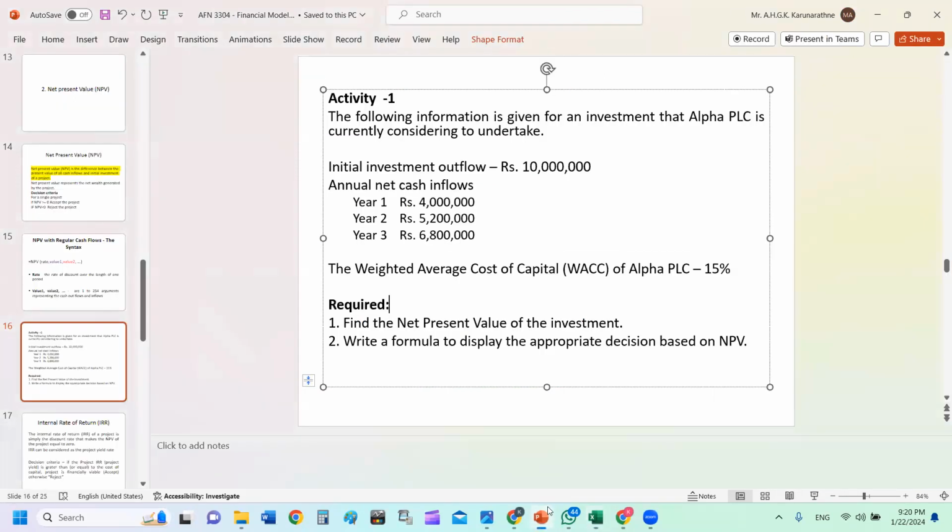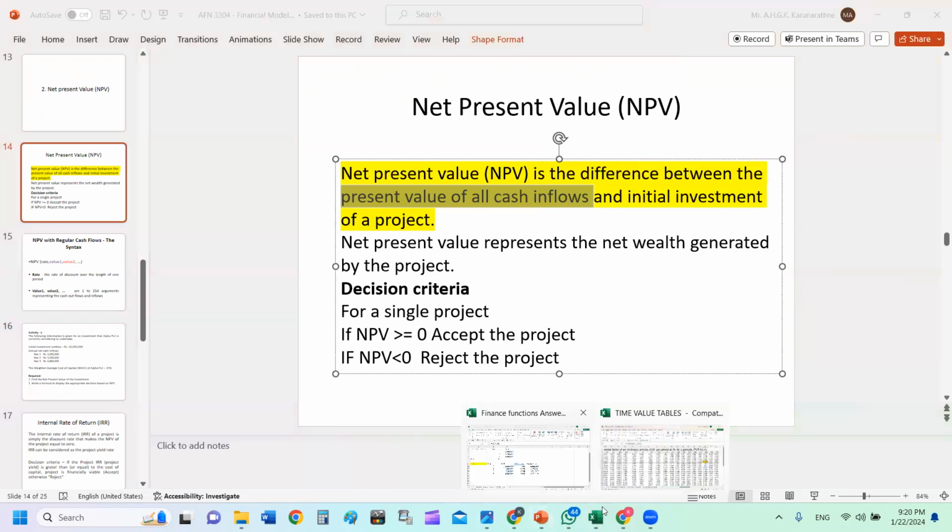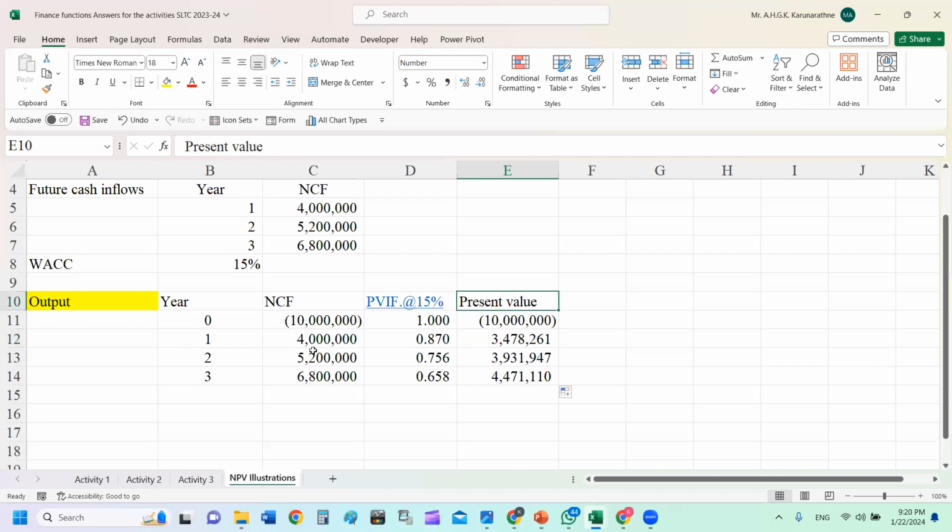What is the definition of NPV? Net present value is the difference between the present value of all cash inflows and the initial investment. This is the present value, not the future value. These are the future values multiplied by the interest factor, the discount factor. These are present values of future cash inflows, and the initial investment. The difference is my NPV. This is your net present value.